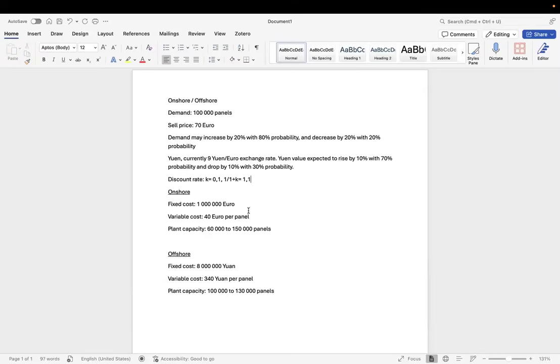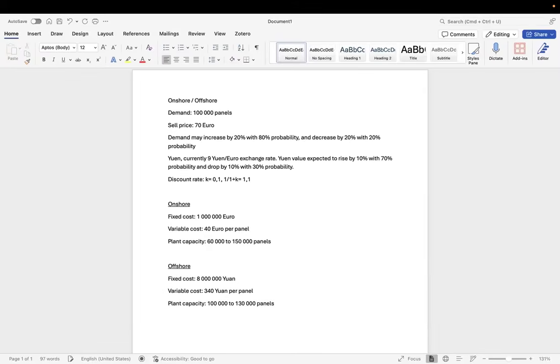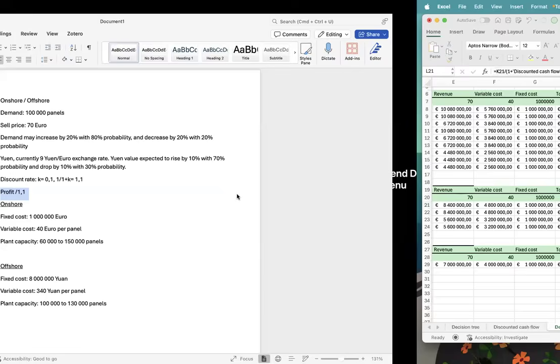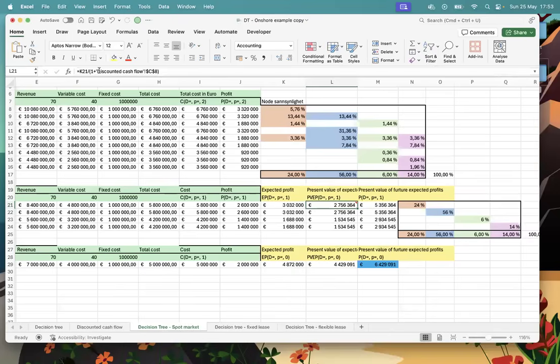So for this example, we then have to do our profit divided by 1.1, which is what we are doing in this cell right here. So the expected profit, taking into regard the probability of each profit happening in the future, is divided by 1 plus the discount rate. So 1.1 is what it's actually saying here. And then we find our present value of expected profit of future periods. So that's the present value of that profit.